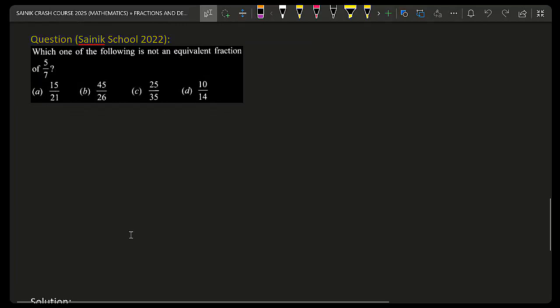So all of you try this question. This question came in the 2022 Sainik school exam. Which one of the following is not an equivalent fraction of 5 by 7? Option A 15 by 21, option B 45 by 26, option C 25 by 35, and option D 10 by 14. Those who want to give the answer, raise a hand now.